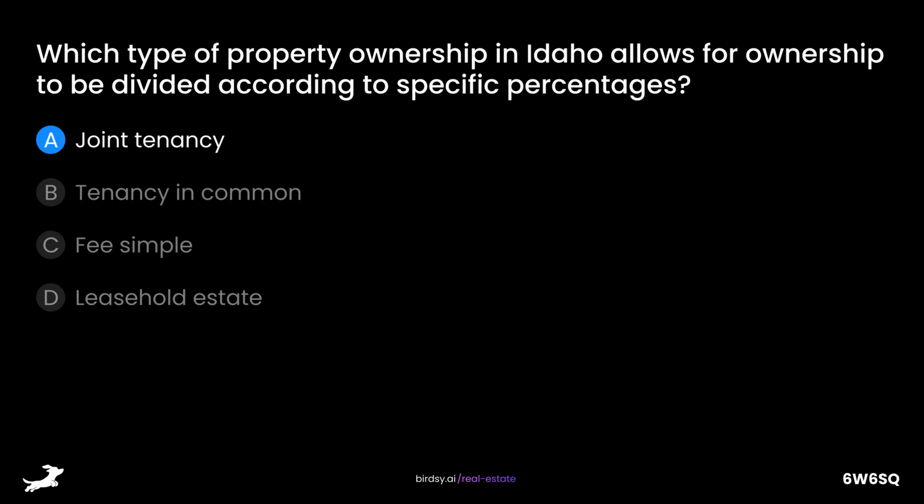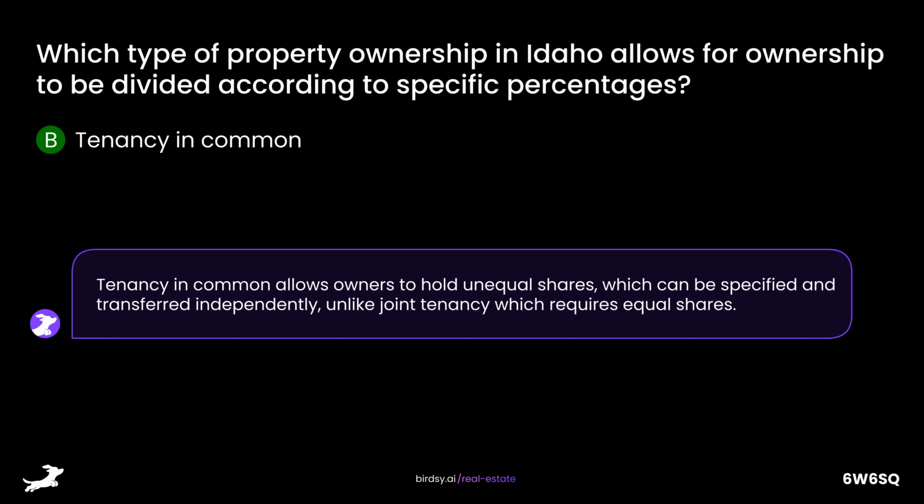Is it A, joint tenancy, B, tenancy in common, C, fee simple, or D, leasehold estate? The answer is B, tenancy in common. Tenancy in common allows owners to hold unequal shares, which can be specified and transferred independently, unlike joint tenancy, which requires equal shares.